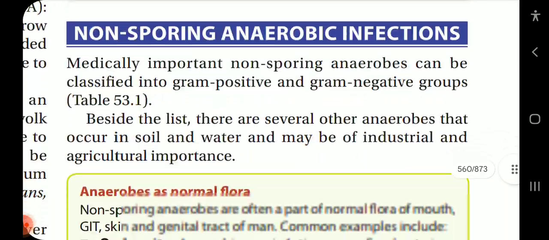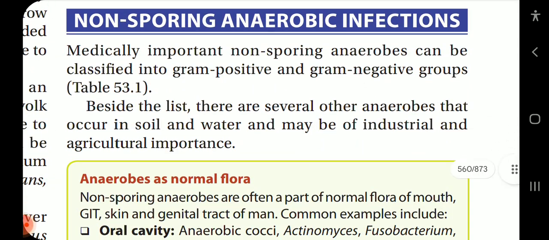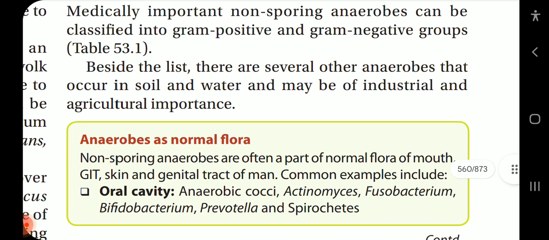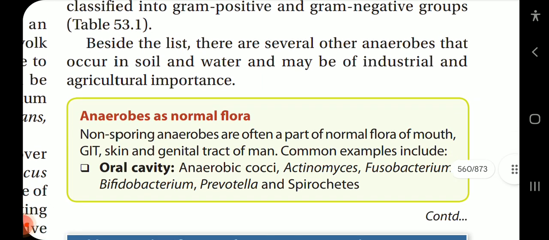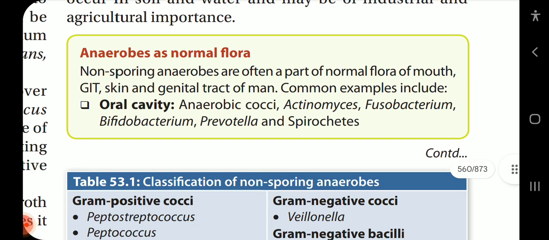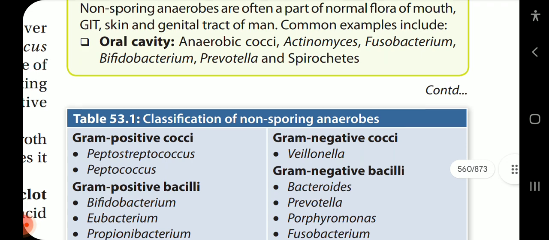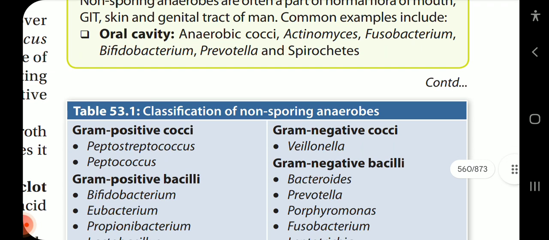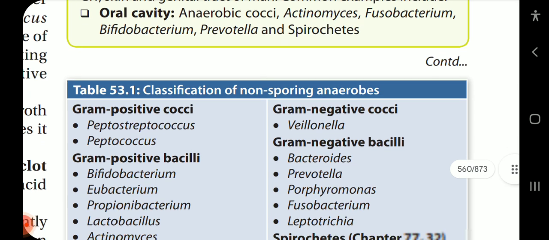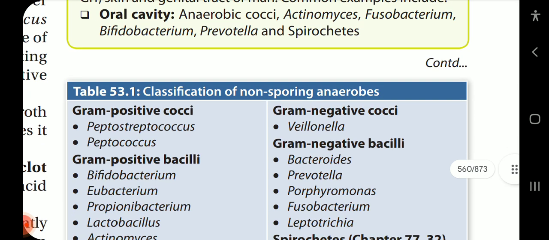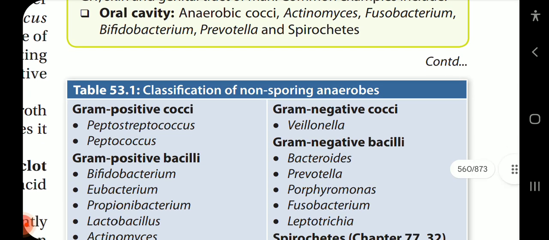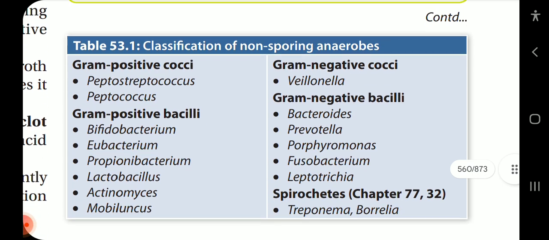Now coming on to non-sporing anaerobic infections. Medically important non-sporing anaerobes can be classified into gram-positive and gram-negative groups. Besides the list, there are several other anaerobes that occur in soil and water and may be of industrial and agricultural importance. Anaerobes as normal flora: non-sporing anaerobes are often a part of the common normal flora of the mouth, GIT, skin, and genital tract of man. Common examples include, in the oral cavity, anaerobic cocci, actinomyces, fusobacterium, bifidobacterium, prevotella, and spirochetes.